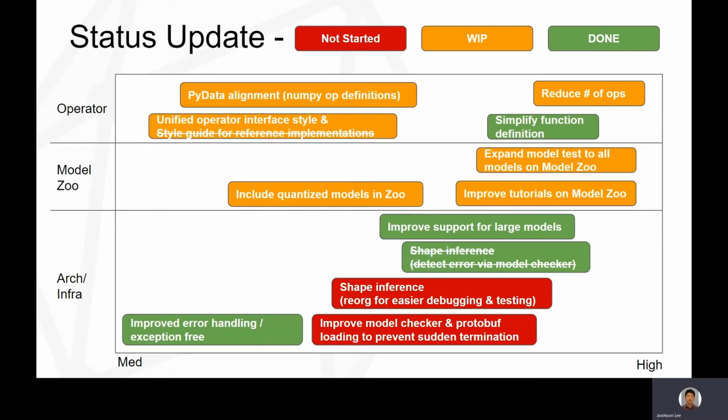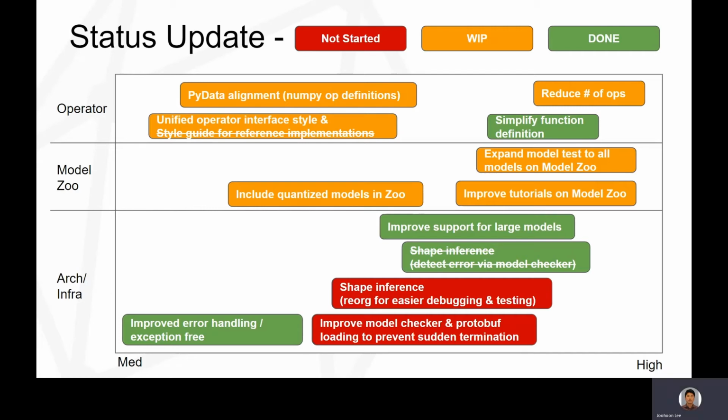On the architecture and infrastructure side, we're working on improving support for large models. Some of this is already done in ONNX 1.8. We fixed some of the external data handling issues in the 1.8.1 bug fix release, as well as there are improvements in the APIs for converting models with external data that are coming in the 1.9 release.